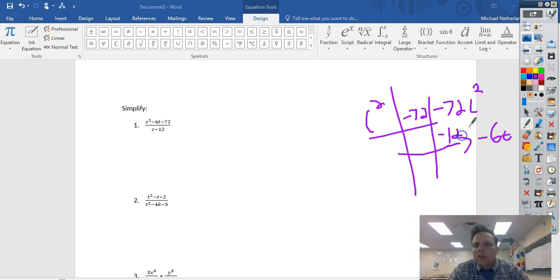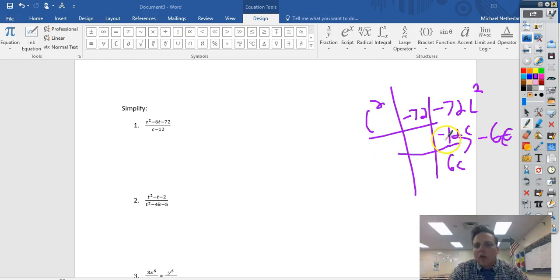Negative 12c and, why did I put a t there? I meant a c there. I don't know why I put a t. Negative 12c and 6c, because I was writing x. I don't know what's wrong with me. Because negative 12 times 6 is negative 72, and negative 12 plus 6 is negative 6.